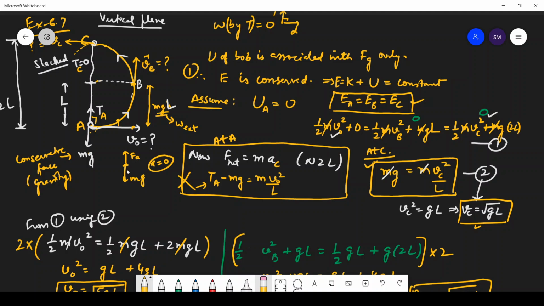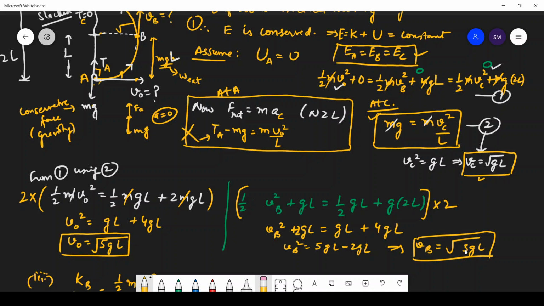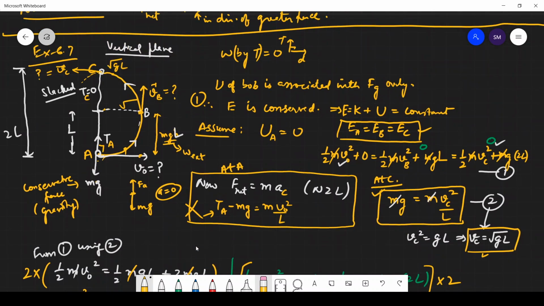You have seen that the speed here is under the root GL. Here, at point B, the speed was under the root 3GL, and here the speed was under the root 5GL. So the speed is decreasing, right? So kinetic energy is also decreasing, and kinetic energy is converting into potential energy. So that's the concept here.